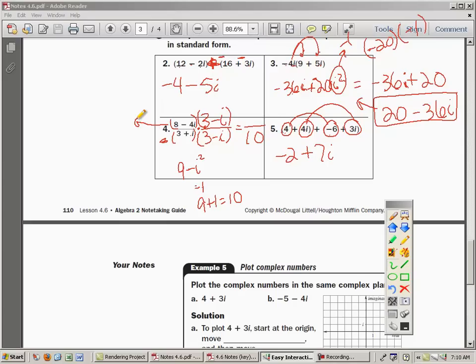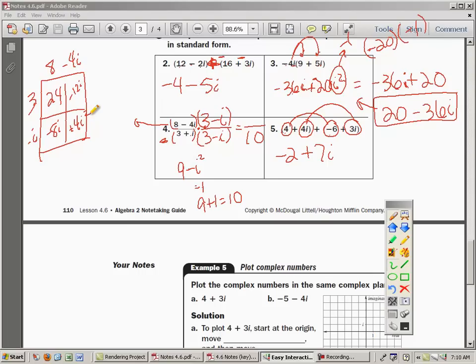And like I said, you can FOIL if you want. Punnett squares work better for me just because I like to keep things a little bit more organized. Kind of helps me to do that. So this is 3 minus i and 8 plus 4i, and then we just multiply. 3 times 8 gives me 24. 3 times -4i is -12i. 8 times -i is -8i, and then -i times -4i becomes plus 4i squared.